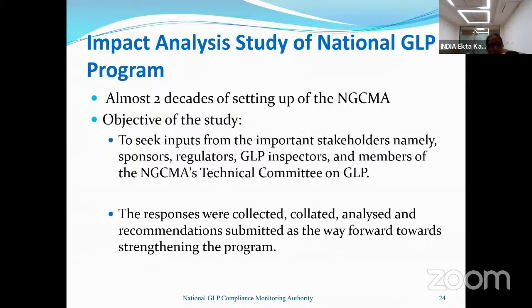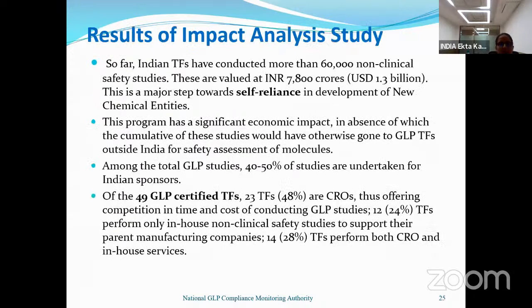India conducted an impact analysis study of the national GLP program after almost 2 decades of setting up of NGCMA. The objective of the study was to seek inputs from various important stakeholders, namely the sponsors, regulators, GLP inspectors, and members of NGCMA's technical committee on GLP. All the responses were collected, collated, analyzed, and the recommendations submitted as the way forward towards strengthening the national GLP program. Just taking you through the results of the GLP impact analysis study.